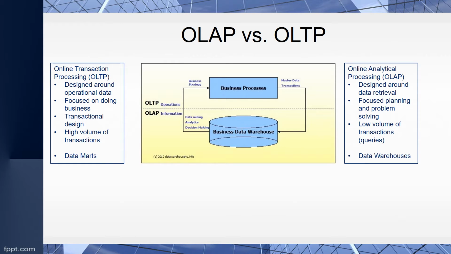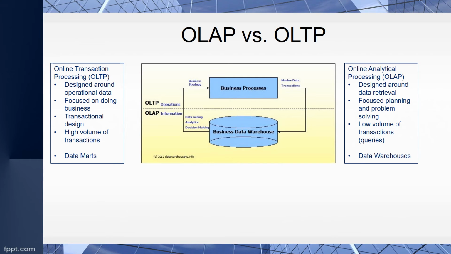Lastly, let's define 2 terms widely used for getting data in and out of the database. OLTP, or Online Transactional Processing, defines the means for populating our database. It is functionally designed around operational data. Its primary reason for existence is to facilitate doing business at the transaction level. It's designed for high volumes of transactions.